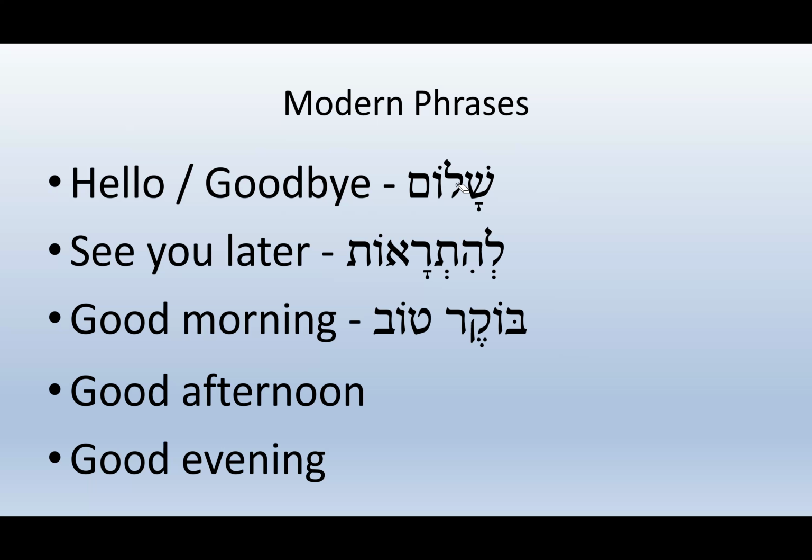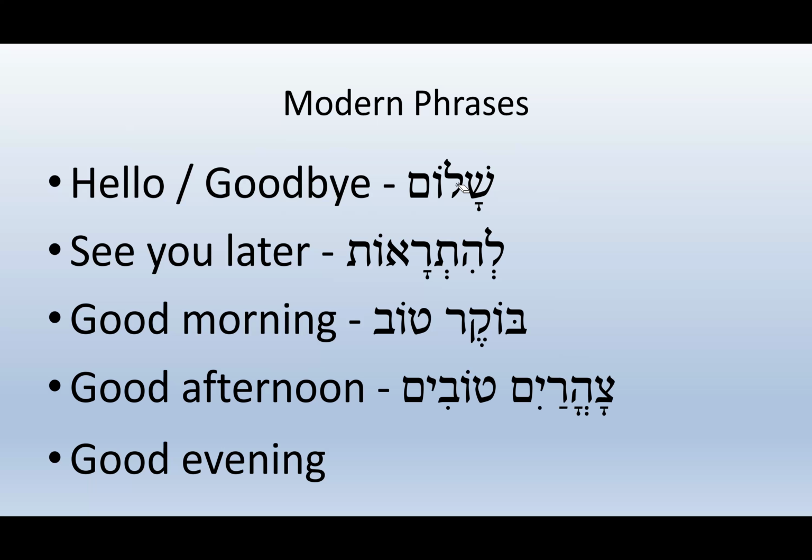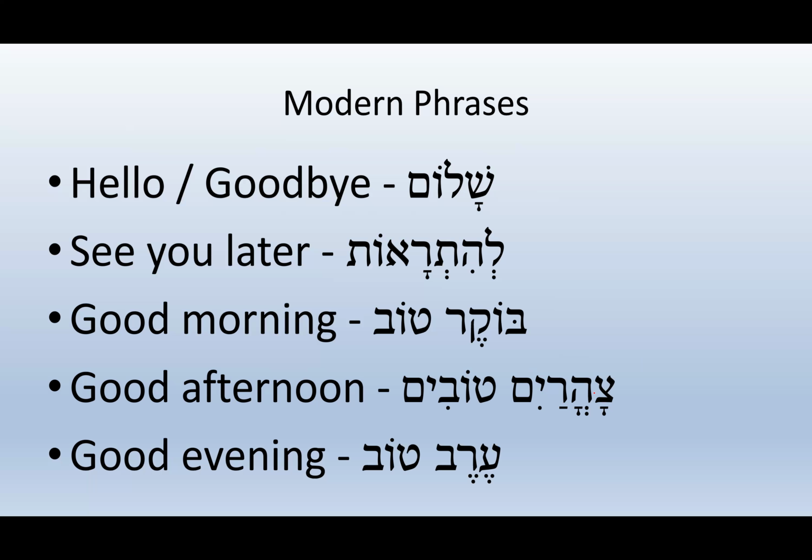Good morning is boker tov, tov is good, boker is morning. Boker tov, good morning. Notice they put the adjective at the end. We always put the adjective first. We say good morning. They say morning good. And you'll find that's pretty regular. We will be talking about adjectives probably in chapter 5 or so. And then good afternoon. Again, we'll talk about some of these vowels here. We have the A vowel. This is actually an O vowel. And then these are a diphthong. We'll look at that next week. So tzohorayim tovim, that's good afternoon.